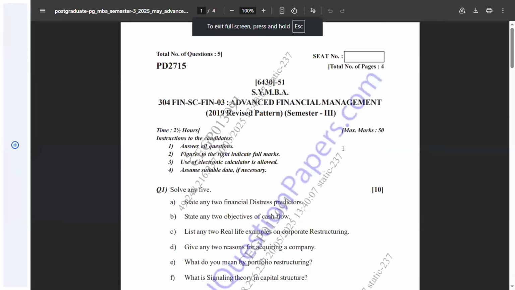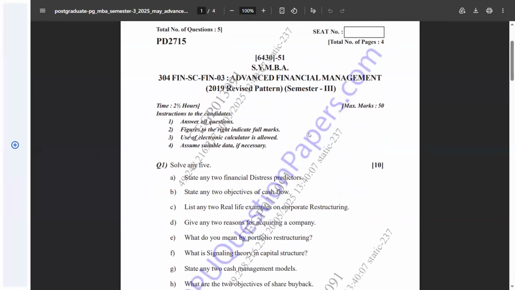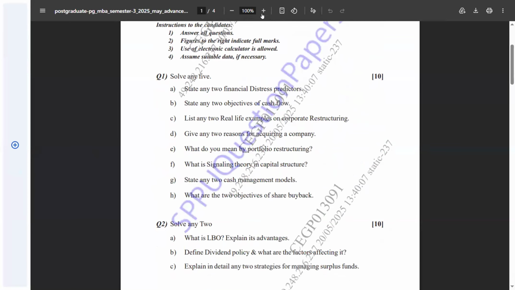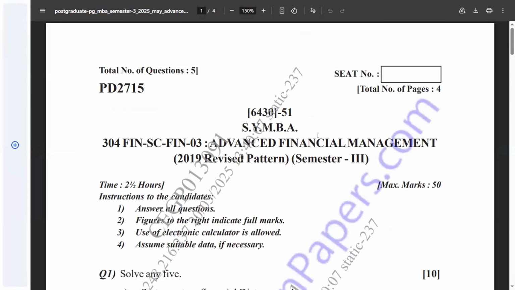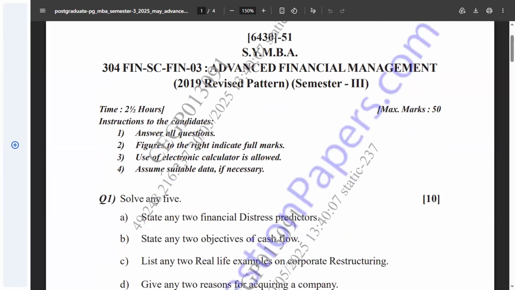So this is the 2025 paper that recently happened. I'll zoom in for your reading purpose. This paper was 50 marks, but for your syllabus, the paper will be of 60 marks. You're allowed to use the calculator. And the most important instruction is to assume the available data if necessary. So when you're solving scenario analysis or these types of numericals, you can have assumptions.